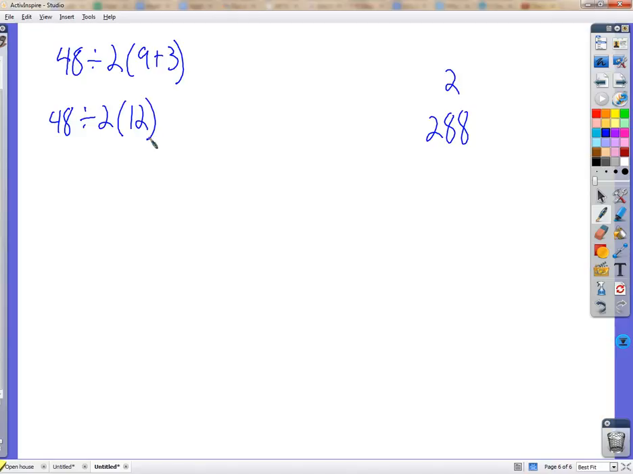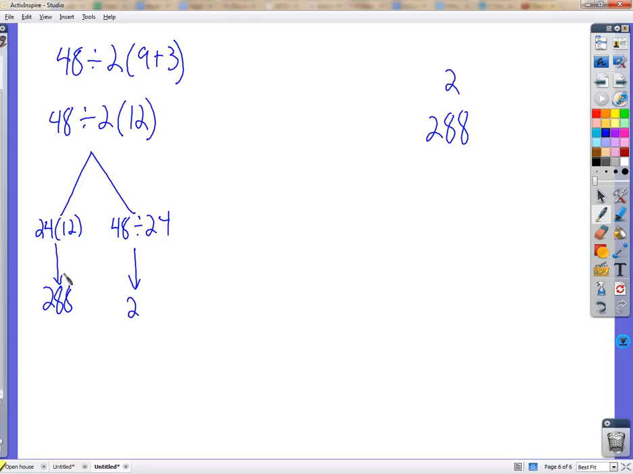Okay, so here's where it separates. We could either multiply these together first. Let's put that over here since they're on the right. We can multiply those together first. We get 48 divided by 2 times 12, which is 24. And that, of course, would leave us with 2. Here, we'll get 48 divided by 2 is 24, times 12 is 288.